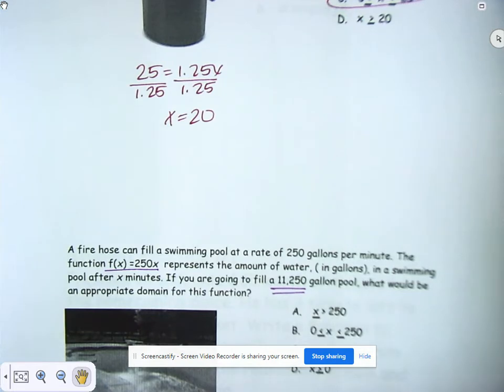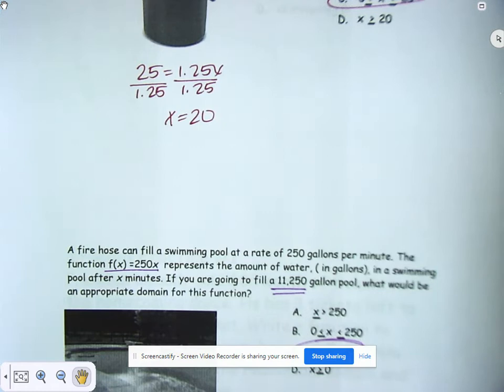Equation, 11,250 is our gallons. So that gave me 45, which is going to make our answer C.